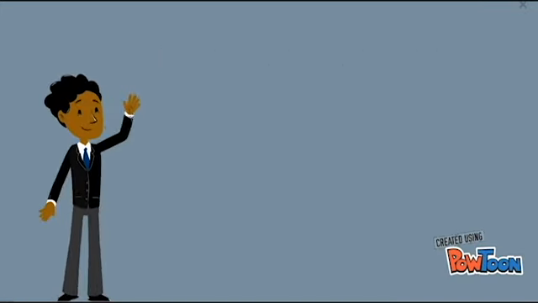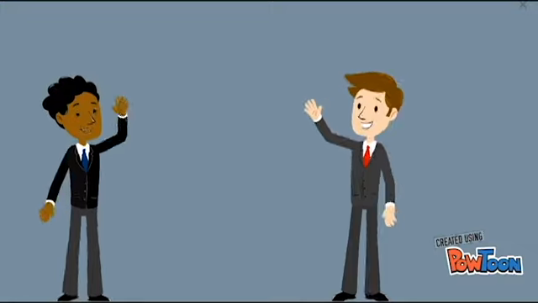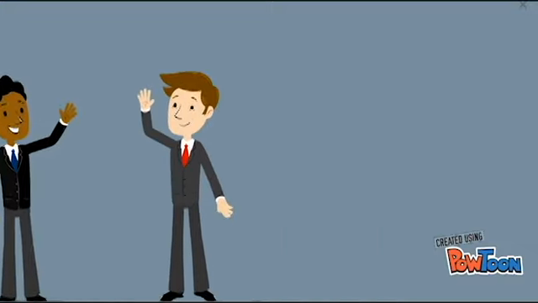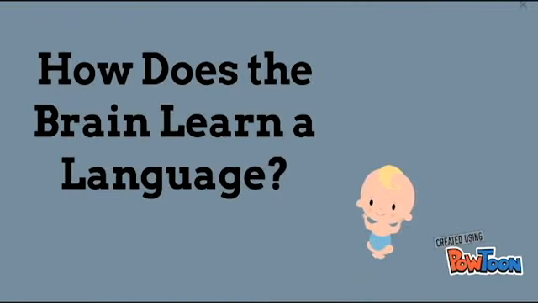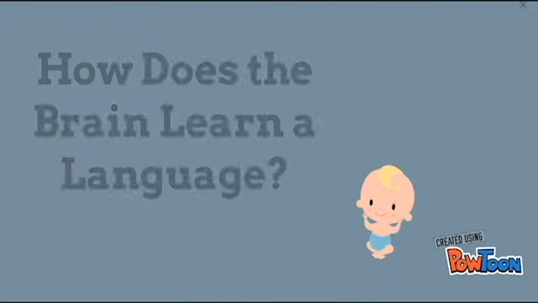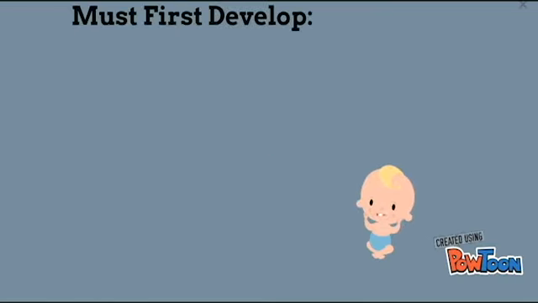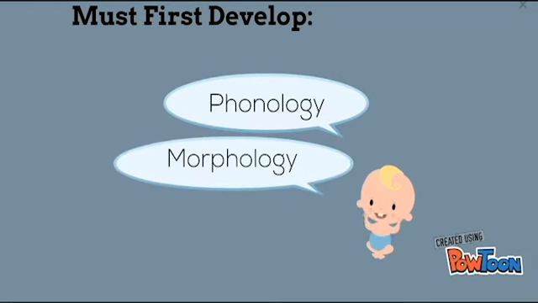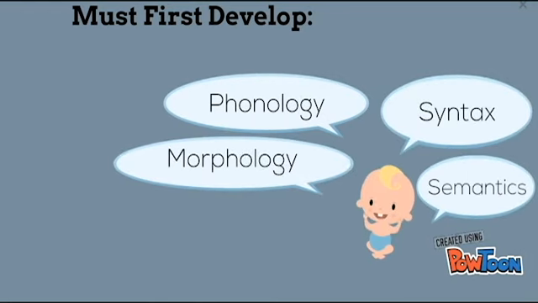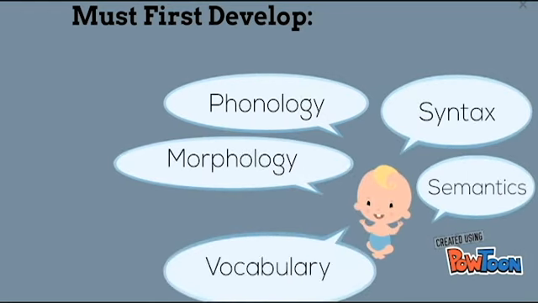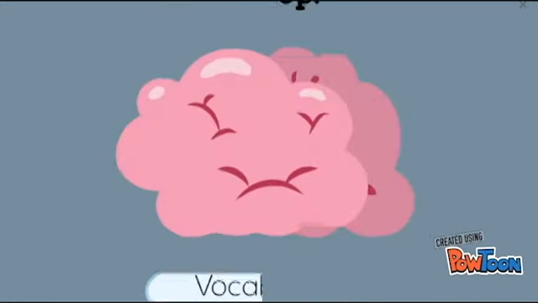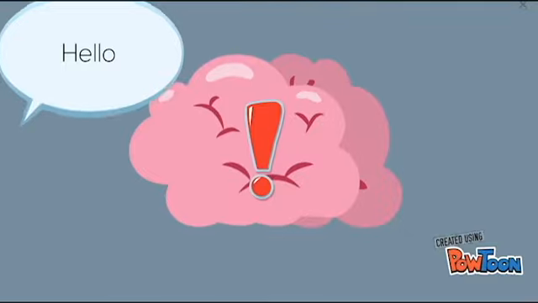First of all, let's take a look at what exactly is language. Language refers to the method of human communication, whether spoken or written, and involves the use of words in a structured and conventional manner. How does the brain learn a language? We usually learn a language through a process called language acquisition. To be able to successfully use a language, one must first develop the ability to use phonology, morphology, syntax, semantics, and an extensive vocabulary. This can usually be done by exposing the infant to an environment where it can hear and use the language.